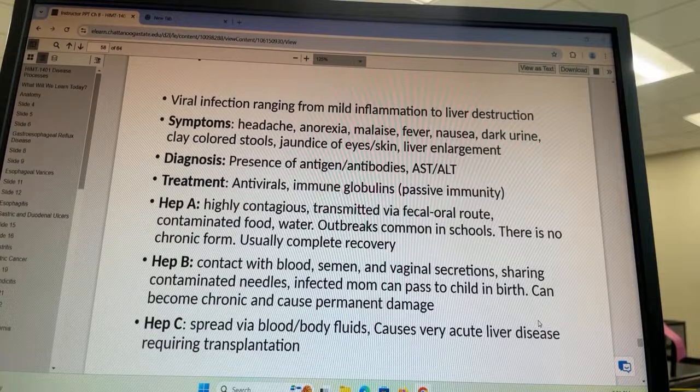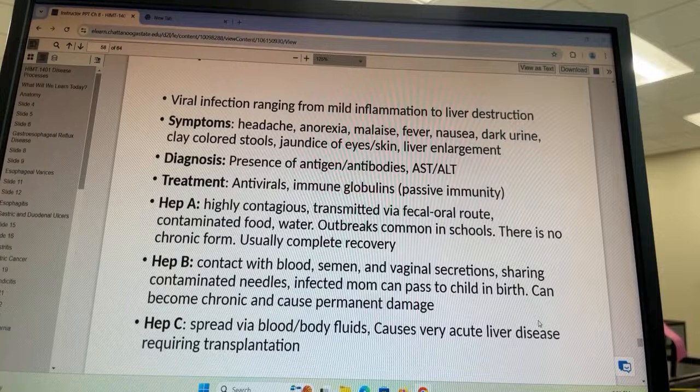There is no chronic form, so that's good. This is usually a very acute illness. I think A for acute, hepatitis A, acute, that's how I remember it. They have a quick infection. Usually there's a complete recovery, and then people get over it. It doesn't cause any chronic problems. They aren't carriers. They don't have to deal with this beyond the acute infection.